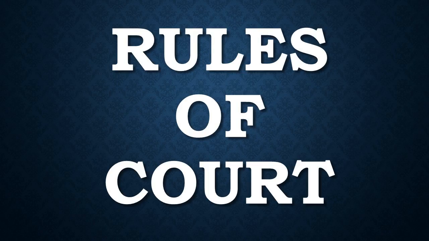Section 3. Grounds. The accused may move to quash the complaint or information on any of the following grounds. A. That the facts charged do not constitute an offense. B. That the court trying the case has no jurisdiction over the offense charged. C. That the court trying the case has no jurisdiction over the person of the accused. D. That the officer who filed the information had no authority to do so. E. That it does not conform substantially to the prescribed form. F. That more than one offense is charged except when a single punishment for various offenses is prescribed by law.